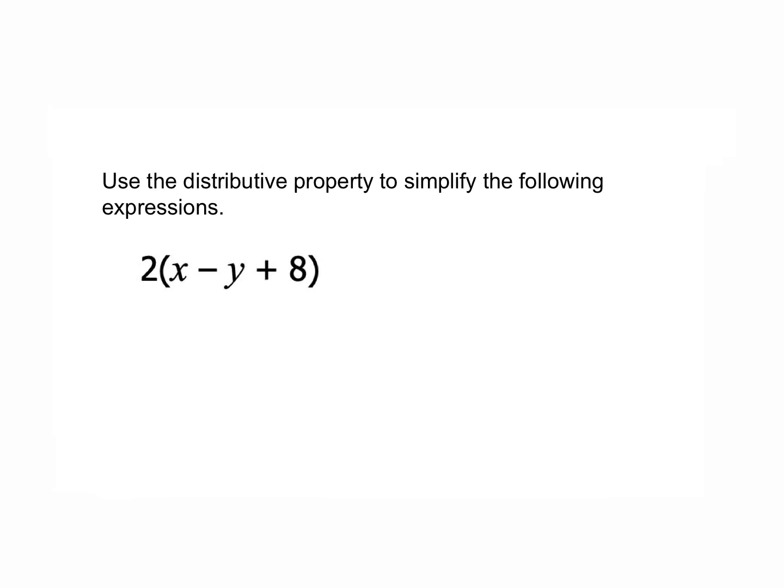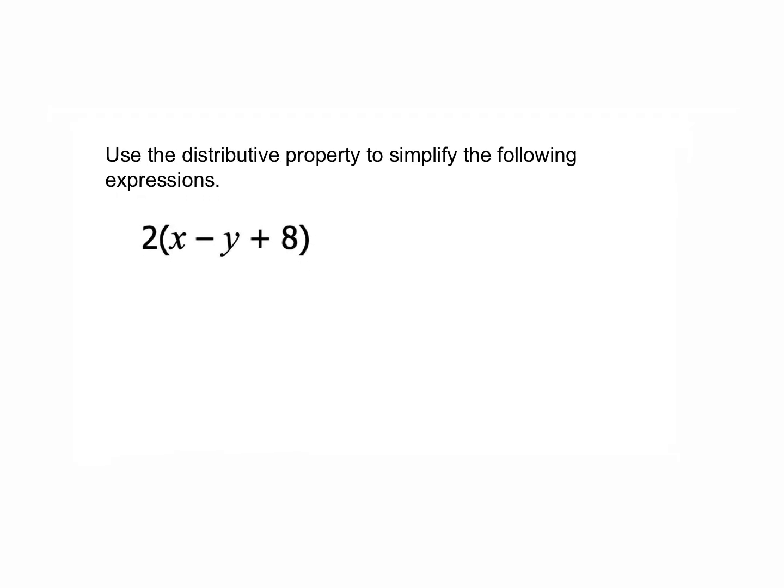All right, now we have 2 times x minus y plus 8, so we now have 3 terms. I'm going to start off by just saying let's just keep this addition and subtraction sign, and then we have 3 spaces we're going to distribute to. So 2 times x is 2x. 2 times y is 2y. And then 2 times 8 is 16. And that's it. That's all you do.